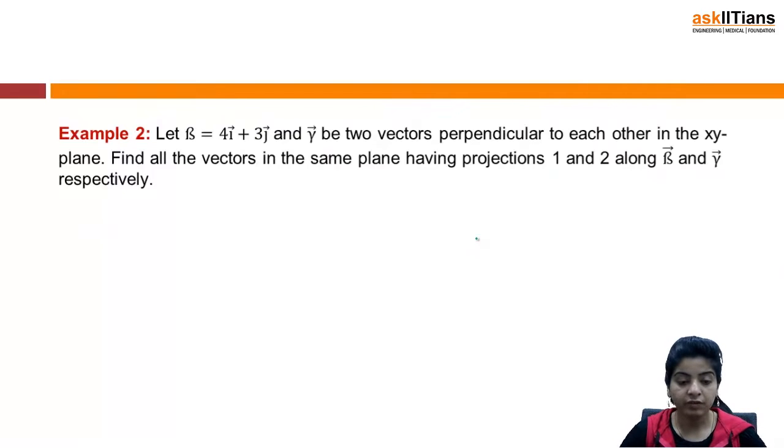The next question that we have is: let beta be 4i plus 3j and gamma be two vectors perpendicular to each other in the xy plane. Find all the vectors in the same plane having projections 1 and 2 along beta and gamma respectively. So we are given beta is 4i plus 3j.